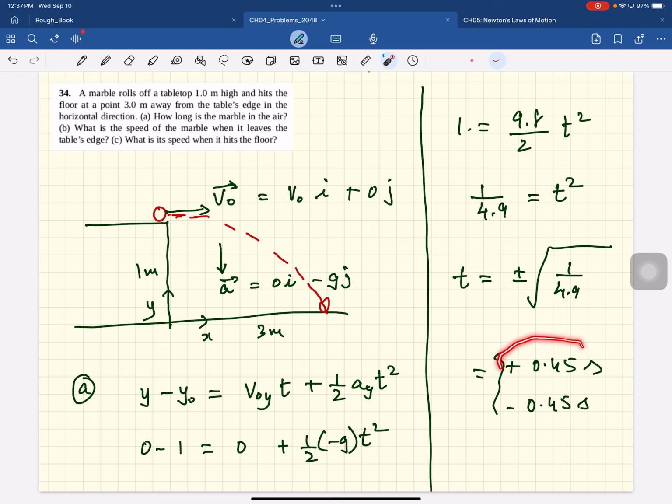All right, so we have the time of flight now, and now we'll look at the x equation and get v naught.